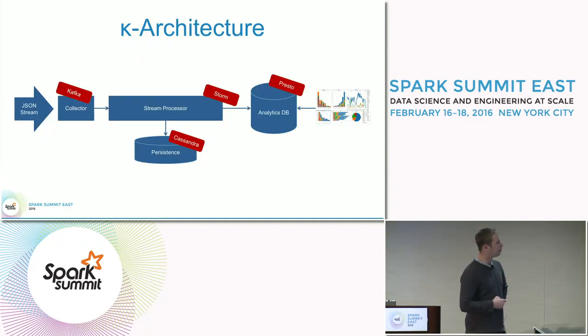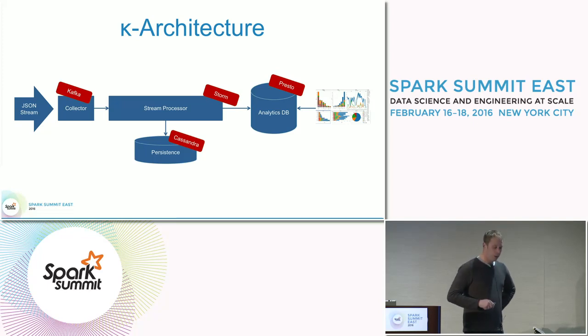So, next tries. Now we're entering the Greek symbol architectures. Sounds good. We thought we were on the right track. First of all, the Kappa architecture. It's based on stream processing. You have, again, Kafka, then a stream processor. Here we evaluated Apache Storm, which aggregates the whole data and puts it into an analytics database. We evaluated Presto here.